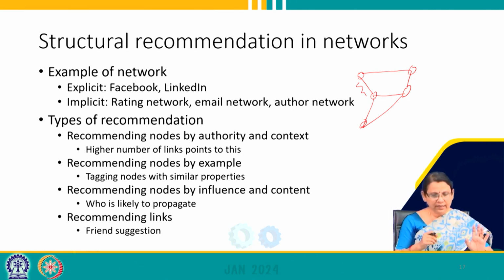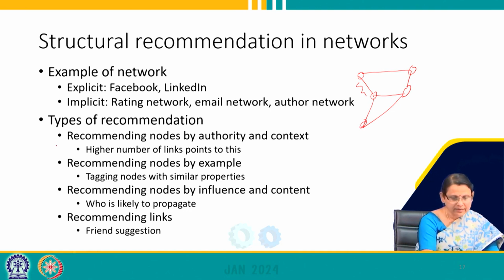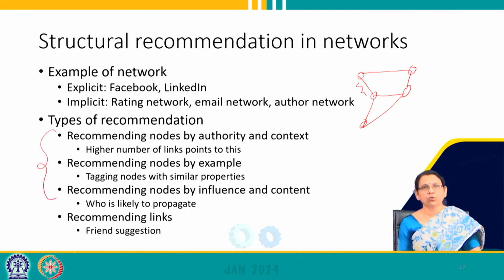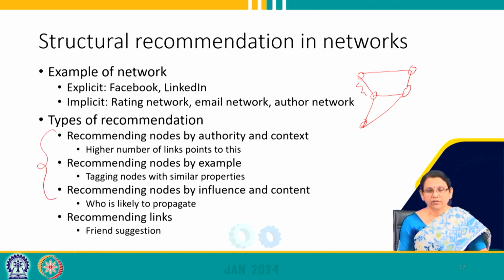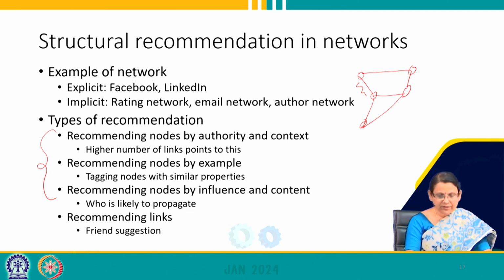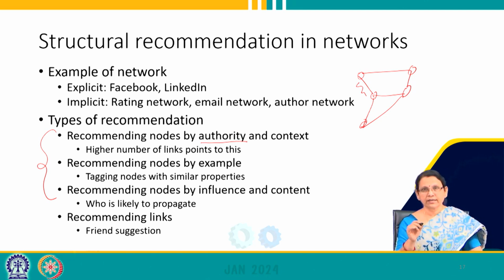Now, here you can have various types of recommendation. The first three are dealing with recommending the nodes in different settings. The first one is recommending the node by authority. So, in a social network setting, there are people to whom many people are connected. Let us say the Prime Minister of India, many people will be following him. Okay. So, if he says something, it impacts everyone. So, he is an authority.